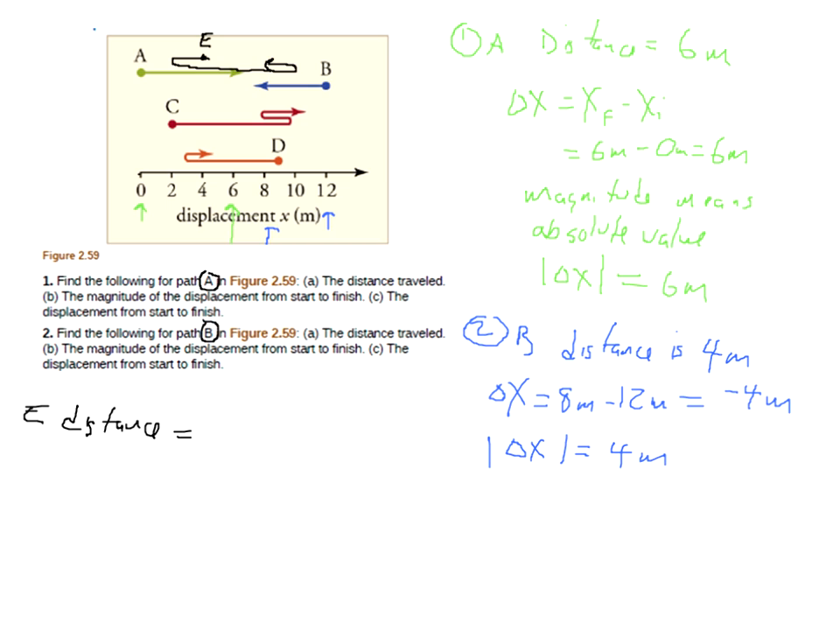is going to be equal to, so we go 2 meters plus, we're going backwards here, but we're still moving a certain distance. So for running, it doesn't matter if we're running east or west, we're still putting in the miles or the kilometers or the meters in this case. So from 2 to 10 is 8 meters. And then we're going another 2 meters plus 2 meters again, so that is 12 meters. So the distance traveled is 12 meters.